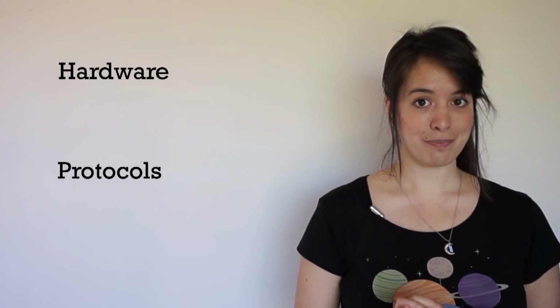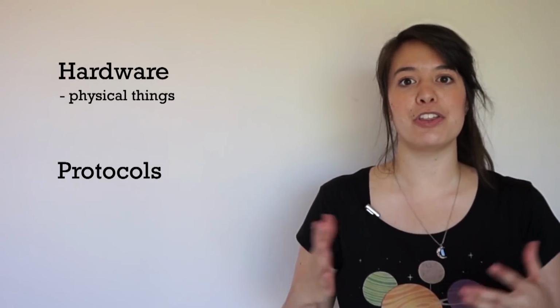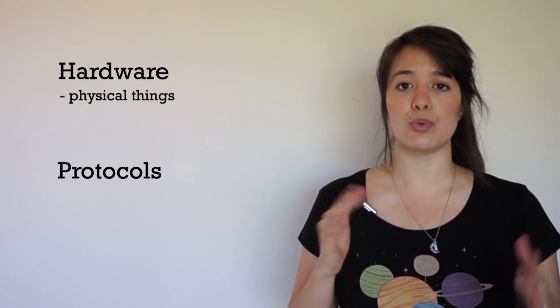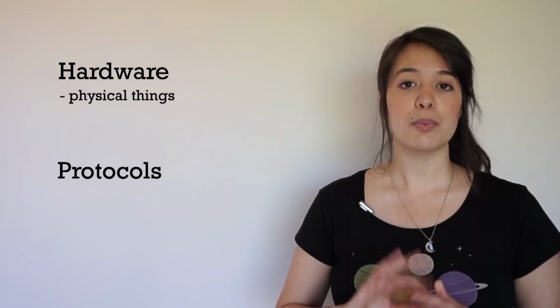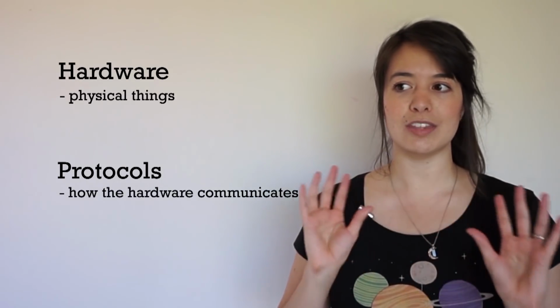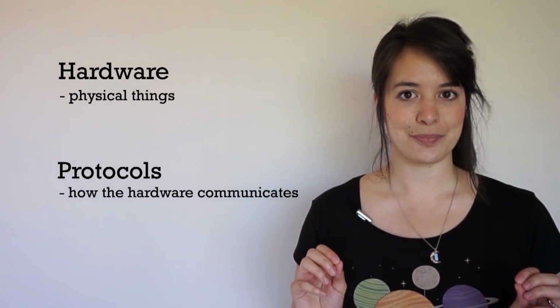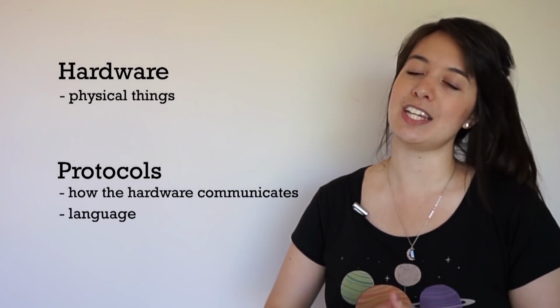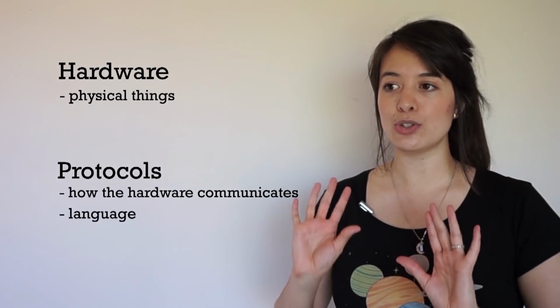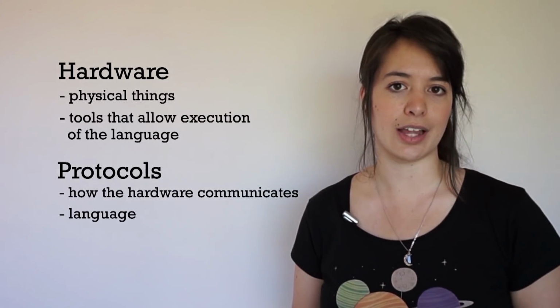So there are two main components that make the internet possible: the hardware and the protocols. The hardware are your physical things like your computers, your phones, the wires that connect these things, and the protocols are kind of the way that all of these things communicate with each other. So the way I like to look at it is that the protocols are kind of like the language of the internet, and the hardware are the tools that allow you to execute the language. So that's the big picture view.